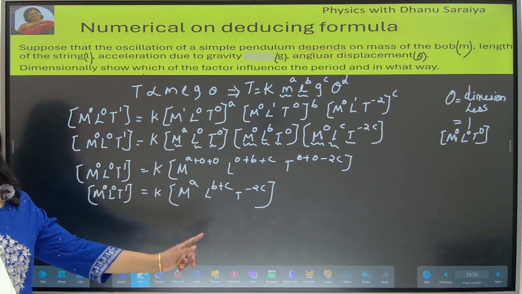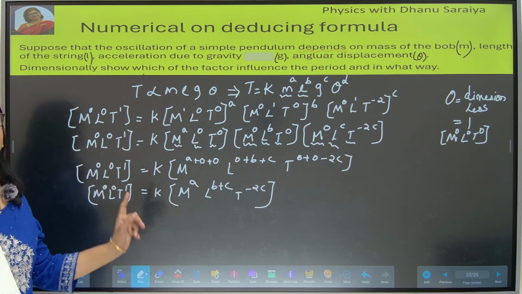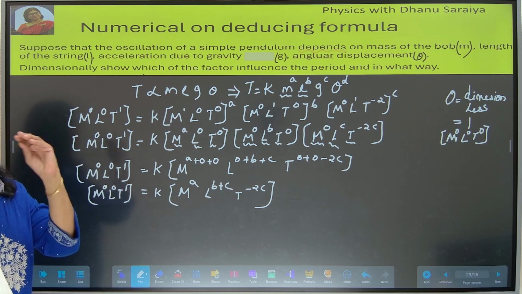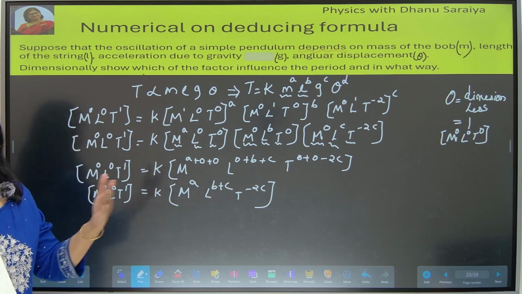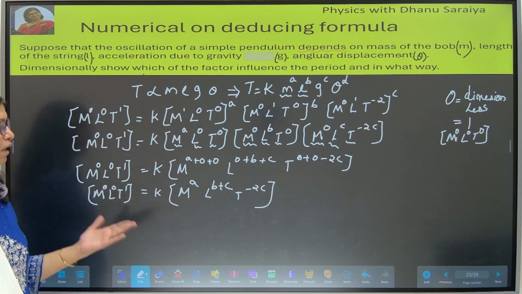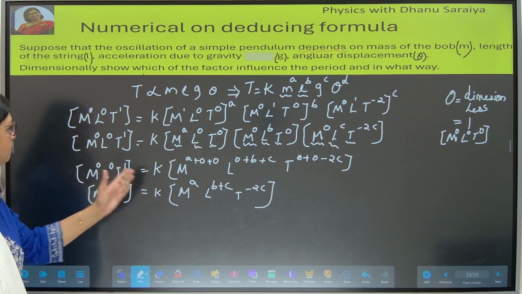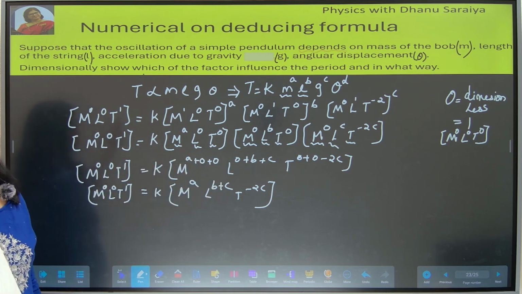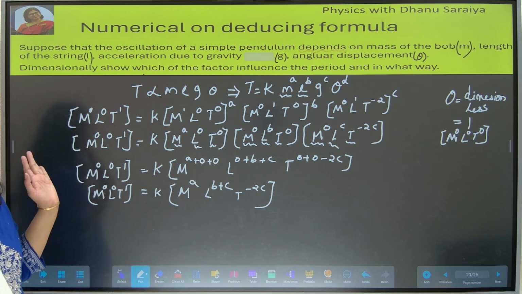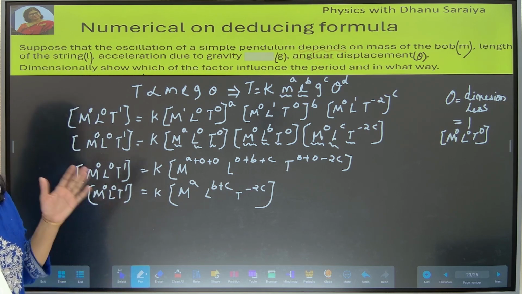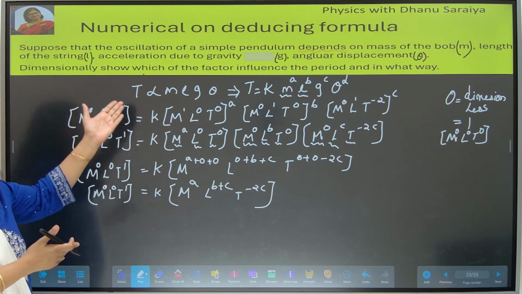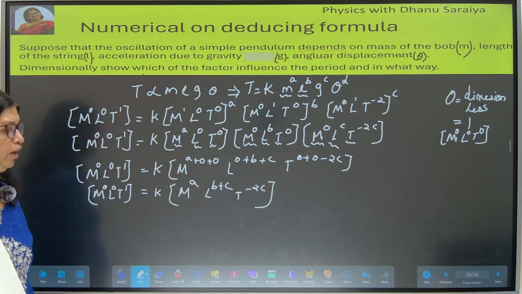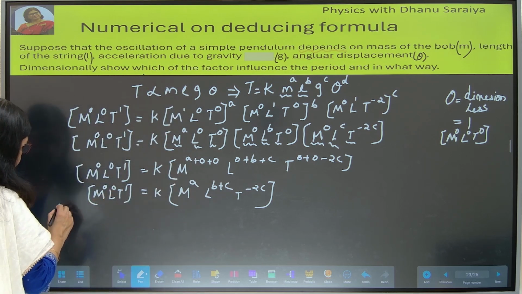If both the sides have same physical quantities M, L and T, their powers should be equal. Correct? So we equate the powers of M and M, L and L, T and T on both the sides, LHS and RHS, and get 3 equations for M, L and T. And we solve those equations, we'll get A, B and C. That's it. That is the procedure to find out the relation between this quantity T and the other quantities given to you. Fine?